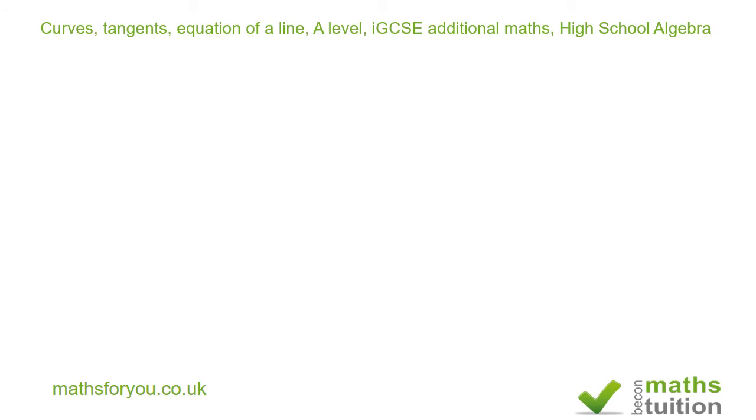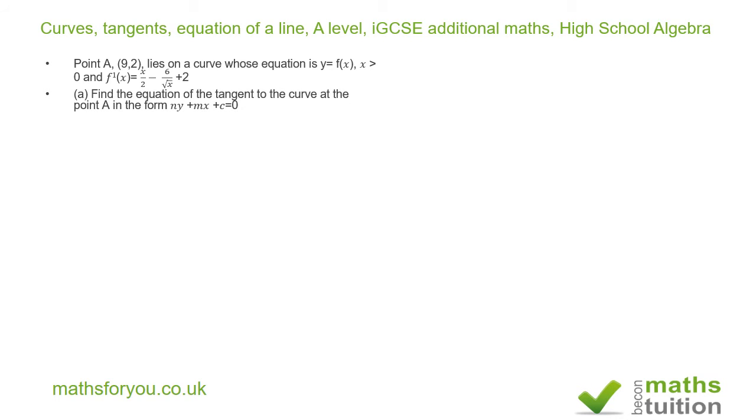The question says point A, which has coordinates (9, 2), lies on a curve whose equation is y = f(x) and x is greater than 0, and f'(x) is equal to x over 2 minus 6 divided by square root of x plus 2. It then says find the equation of the tangent to the curve at the point A in the form ny plus mx plus c is equal to 0.